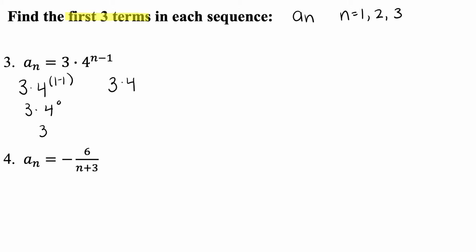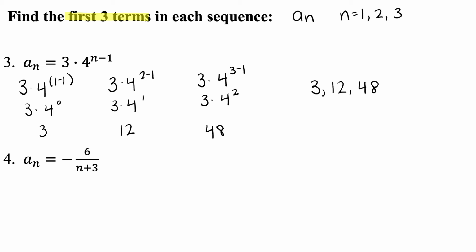3 times 4 to the 2 minus 1 gives us 3 times 4 to the first, and 3 times 4 is just 12. And then our third term, 3 times 4 to the 3 minus 1, gives us 3 times 4 squared. Remember your order of operations, you would do 4 squared first, so 3 times 16 gives us 48. So the first three terms in this sequence, 3 times 4 to the n minus 1, would be 3, 12, 48.